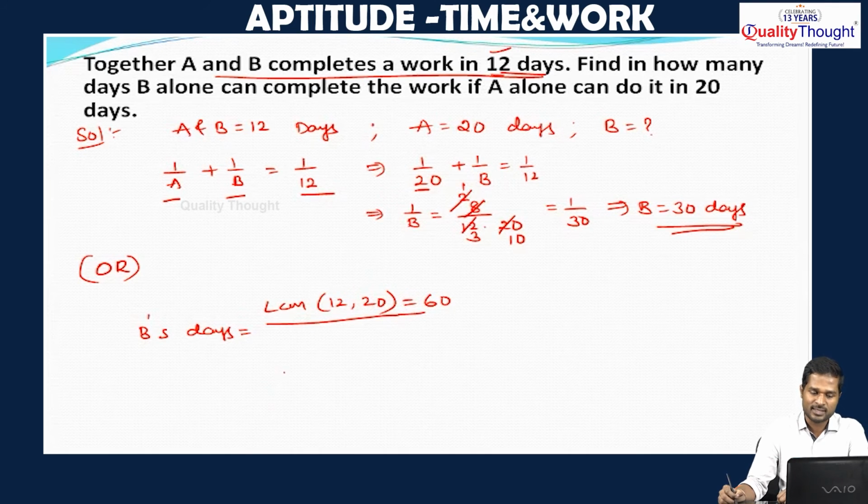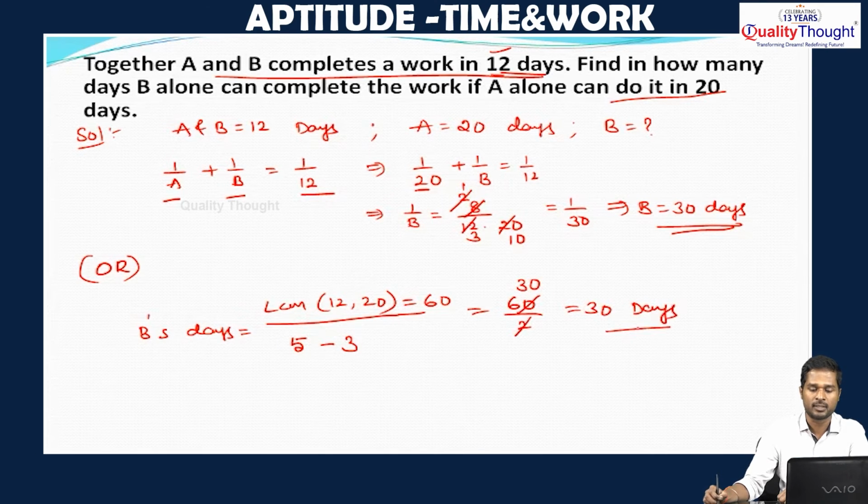So, 12 5s are 60 minus A alone can do it in 20 days, so 20 3s are 60. So, this is 60 by 2, which is 2 1s are 2, 30s are, that means B will take 30 days to complete the work alone. So, this is how we will take. Always the LCM of individual days or the given days will give the total amount of work in units.